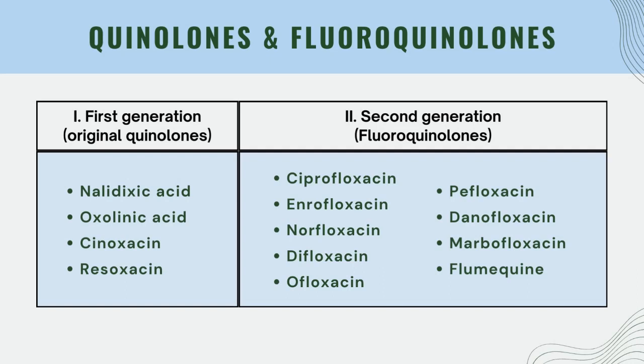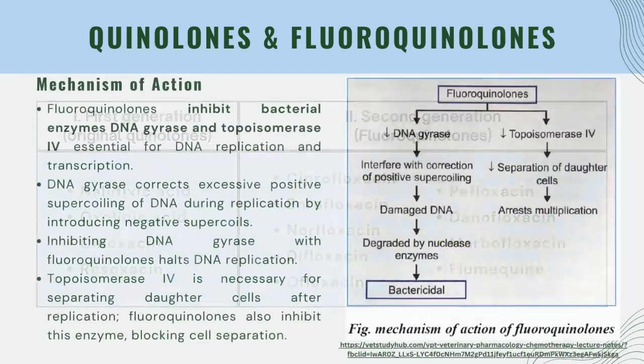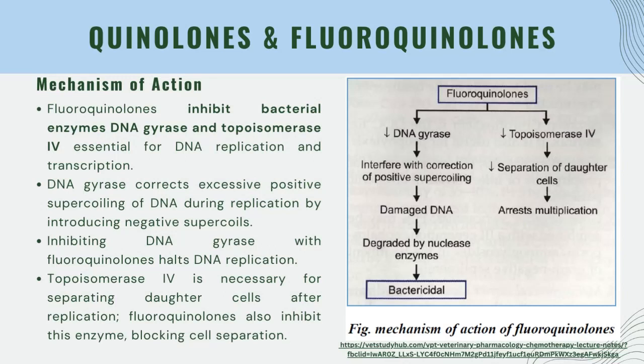Here is a table representing the quinolones and fluoroquinolones. The first column represents the first generation original quinolones, and the second column is the second generation or the fluoroquinolones. Mechanism of action. Fluoroquinolones inhibit bacterial enzymes DNA gyrase and topoisomerase 4, essential for DNA replication and transcription.